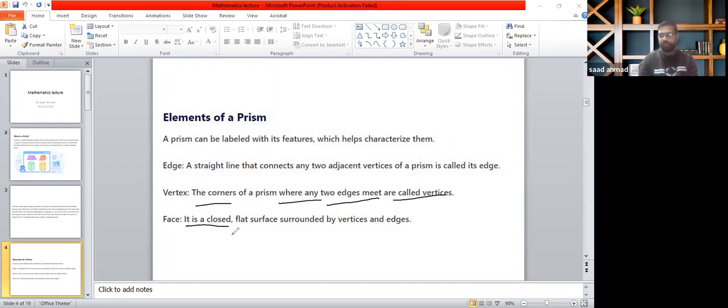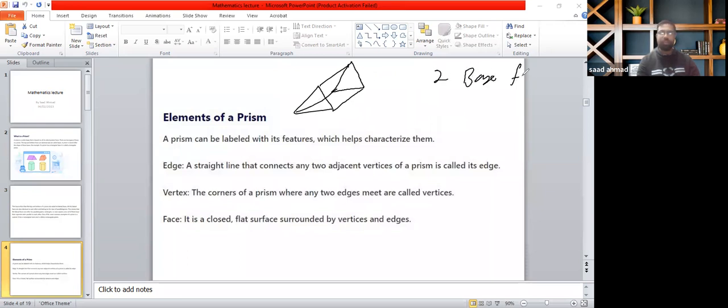And okay, a face is a closed thing, right? Anything which is a closed, flat surface surrounded by the vertices and edges, a closed shape, is called the face, like the one that we had drawn before, this one. If you want to see how many faces it has: one, two base faces, and one, two, three lateral faces.